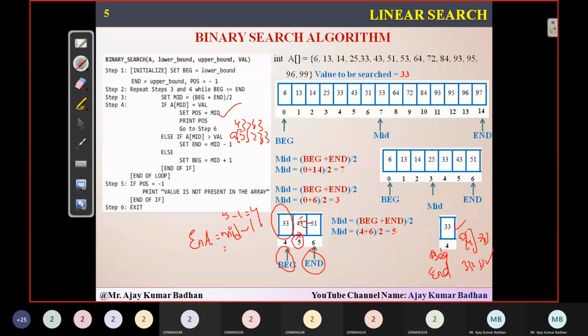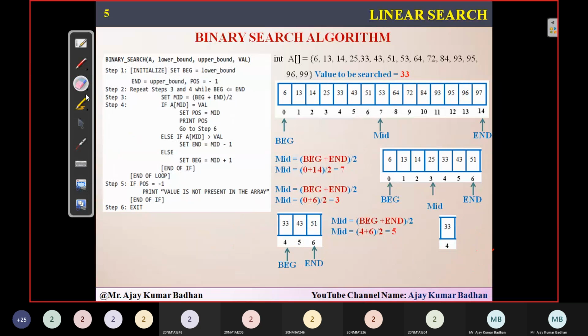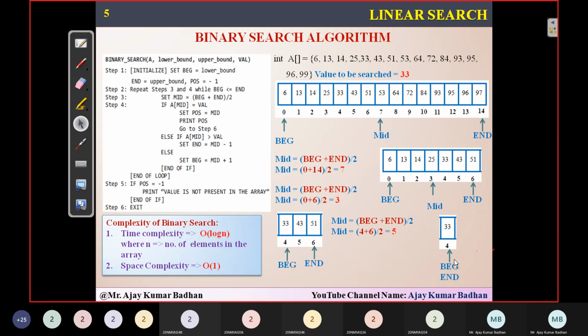So what are you going to do? This condition is satisfied. So set position equal to middle. So position equal to, what is the middle value we have here? 4. Simply you are going to print the statement POS. So this is the way exactly how this particular algorithm works. Very easy. So you can see beginning and ending are the same. And then finally you will get the value, the position is 4.